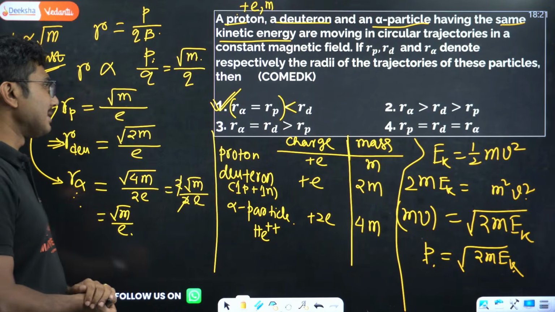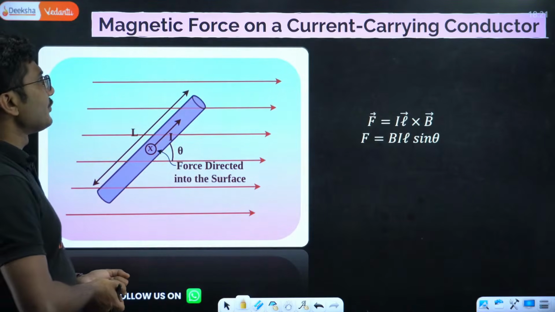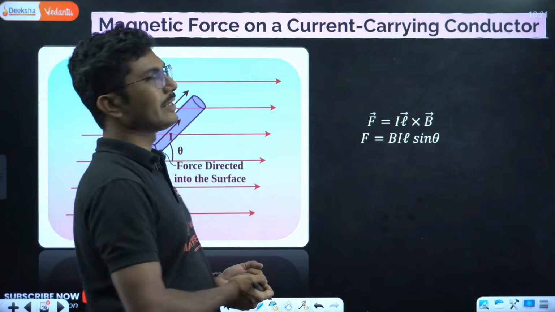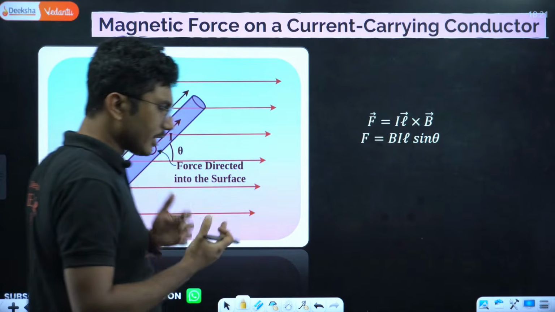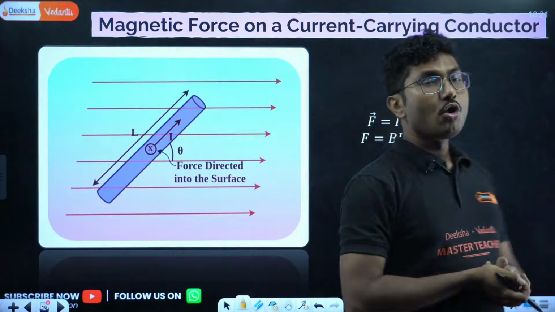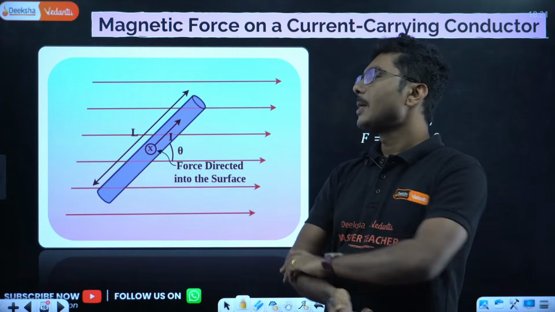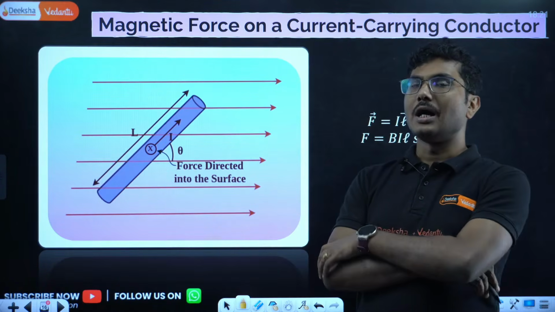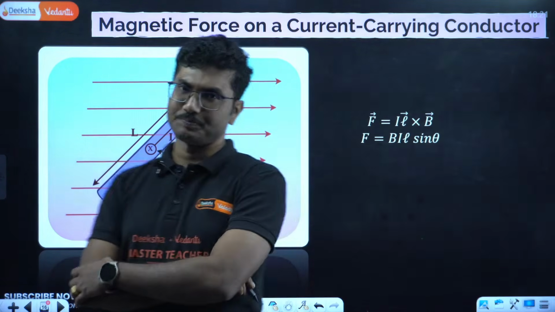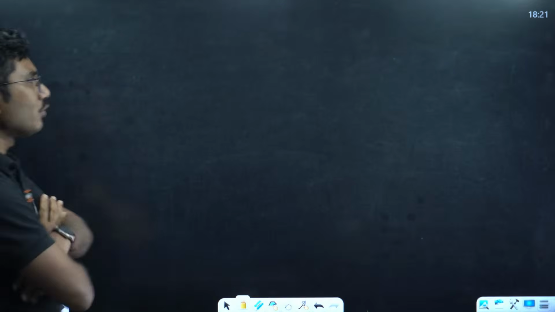Now let's move on to another topic, which is magnetic force on a current carrying conductor. So far we have been discussing force on a single charge, force acting on a single charge. Now we are moving on from a single charge towards a current carrying conductor. Now we have a current carrying conductor and we want to find what is the force that acts on it.